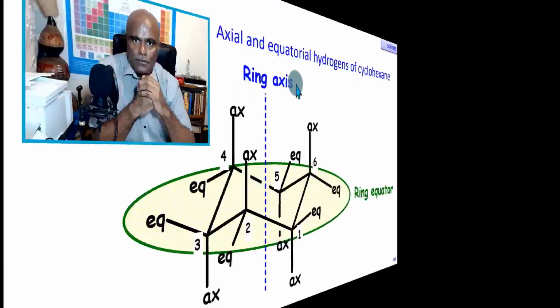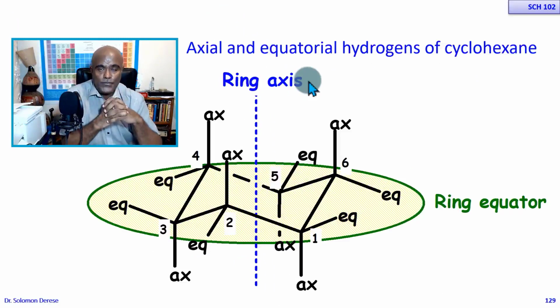This one is completely down, this one is up. These ones are in equilibrium with each other. The ring flips from one form to the other. Now, what happens to the axial and equatorial hydrogens as the ring flips?